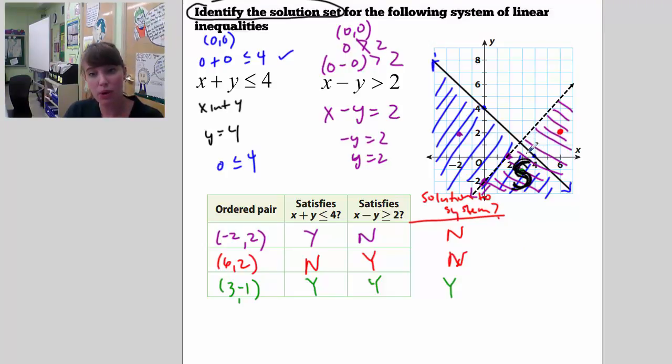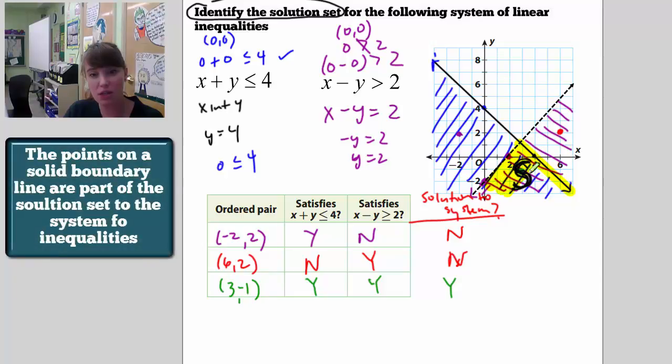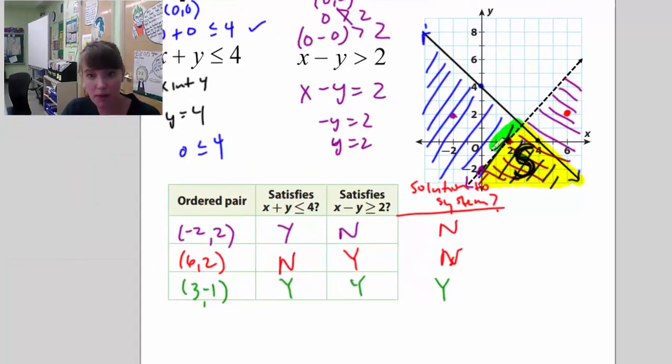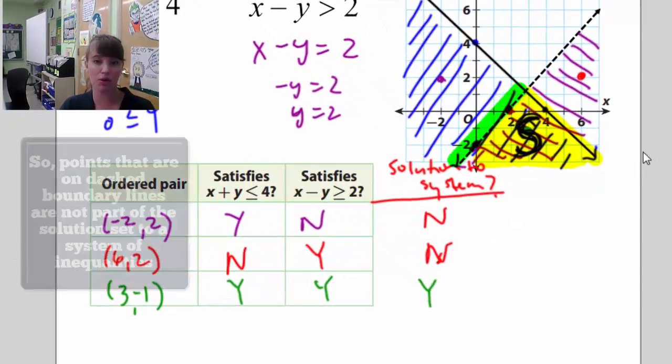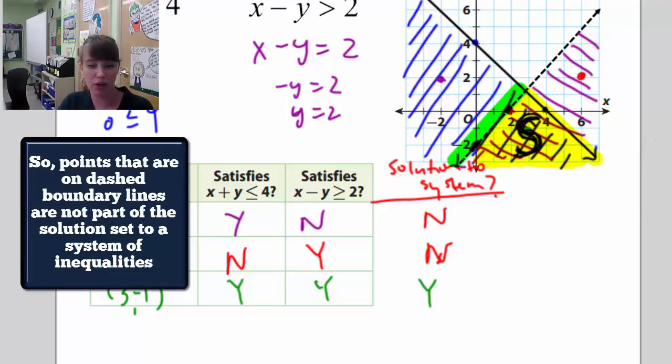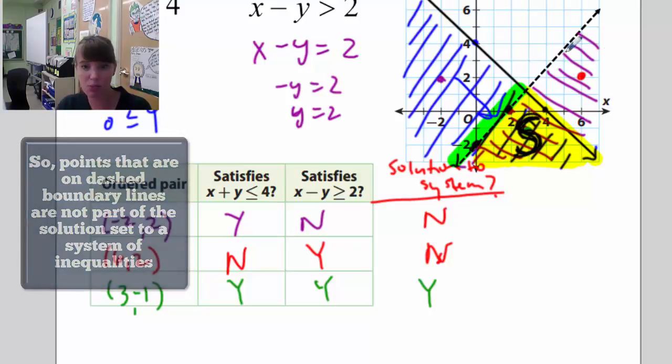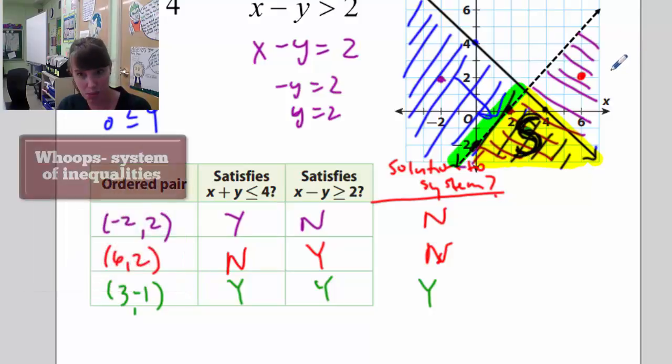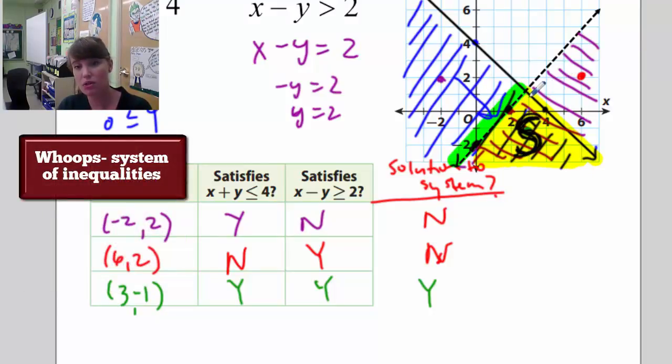Now remember, these points along this boundary line are part of the solution set. So I'm going to actually highlight the solution set. So these points are part of the solution set. Everything that's here is the solution set. But what's really, really important to understand is none of the points on the dashed line right here are part of the solution set to the system of equations because it's not part of the solution set to one of the equations, okay?